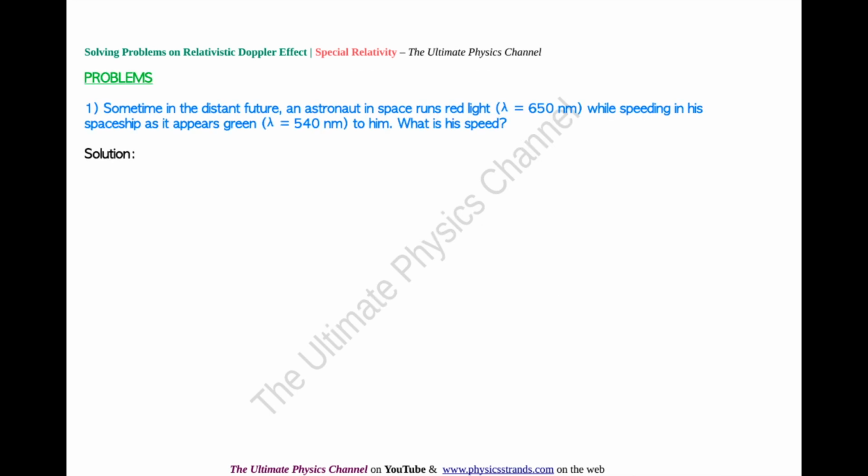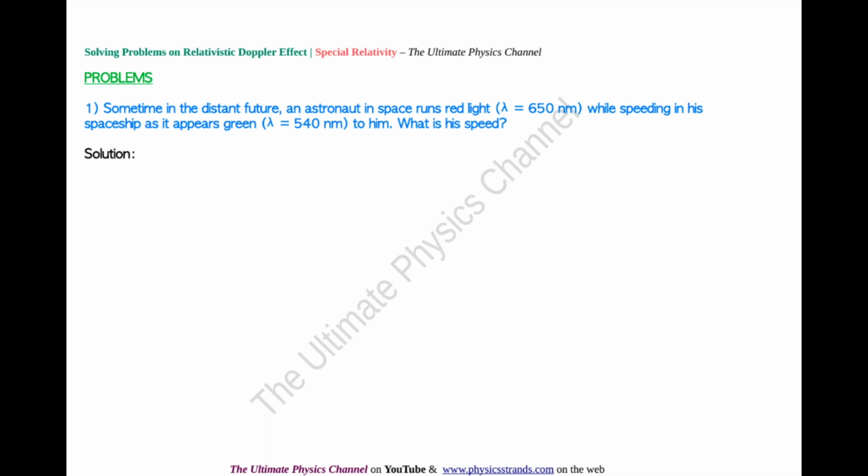Let us do the first problem here. Sometime in the distant future, an astronaut in space runs red light. Red light of wavelength lambda is equal to 650 nanometers, while speeding in his spaceship, appears green, that is lambda is equal to 540 nanometers, to him.